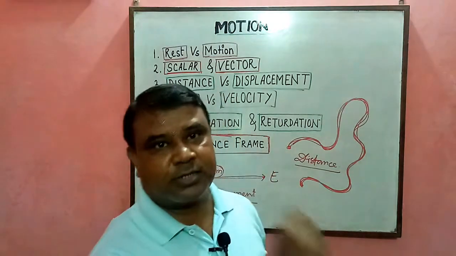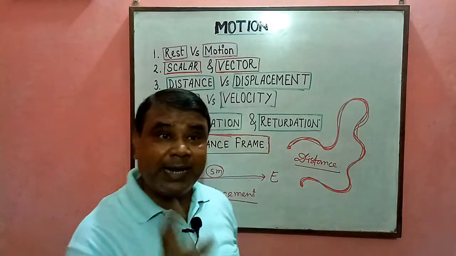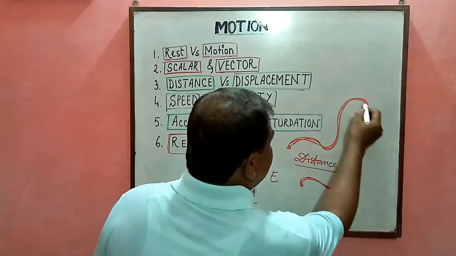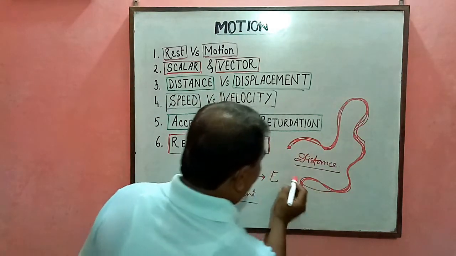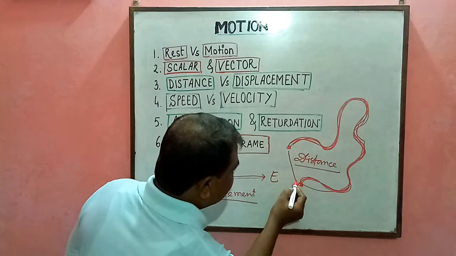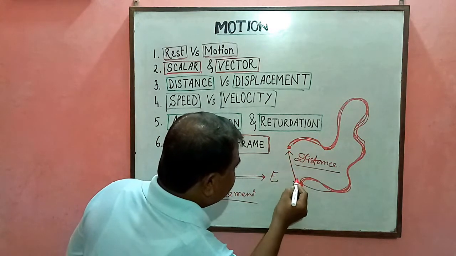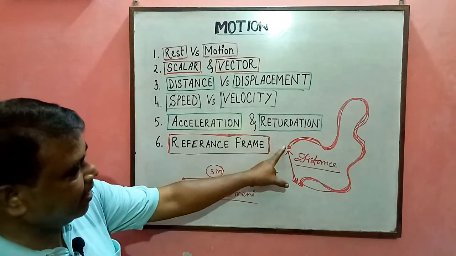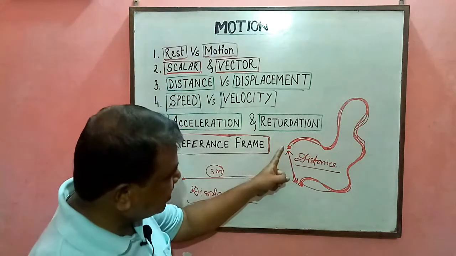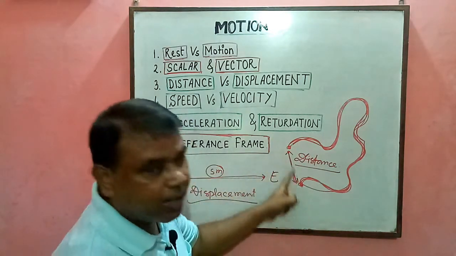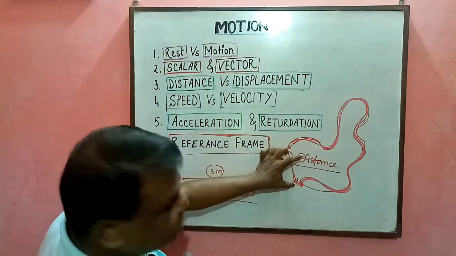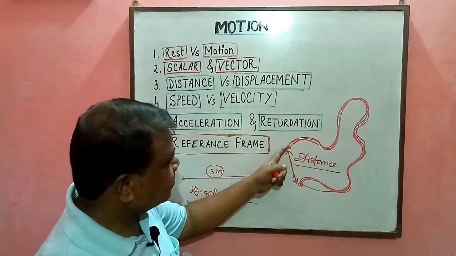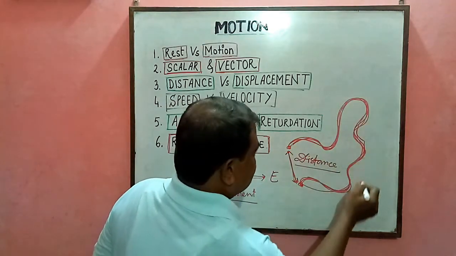Displacement is the shortest distance between the initial and final position. Like if this total quantity is your distance, then only this one will be the displacement. This is the shortest distance. This shortest distance is known as displacement between the initial and final position. That means we are measuring this distance in a particular direction to measure this smallest distance, the least distance. And here, this is your distance.